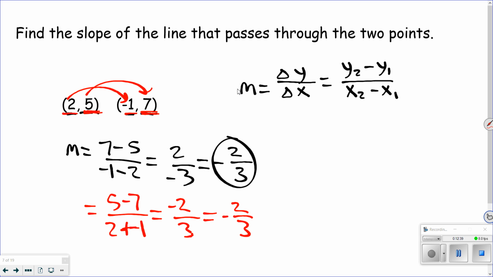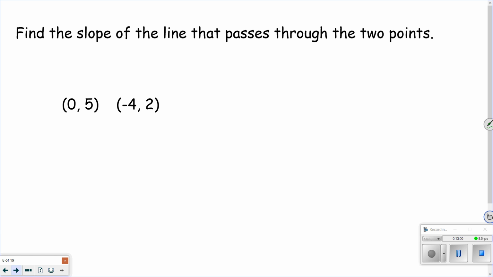So it doesn't matter what order you go in as long as you go in the same order both times. So if I'm going to go 5 minus 7, I have to go 2 minus negative 1. Or if I'm going to go the opposite way, right? 7 minus 5, I have to go negative 1 minus 2. So that's really the biggest pitfall with this. That and being really careful with signs. It's easy to make little mistakes there with signs. Let's do one more together, then I'll have you try one.